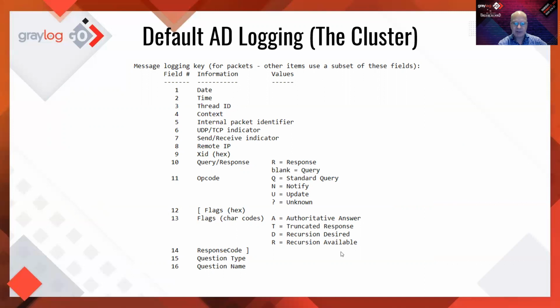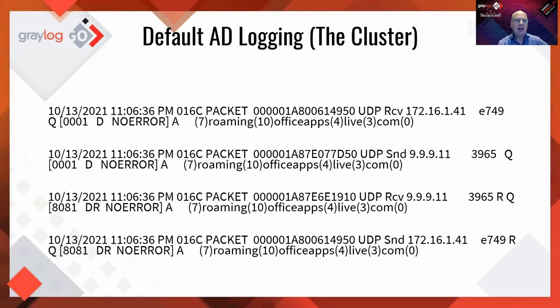You'll see this information. Now, here's what you really get. Here's each individual log line that you'll see. And these are 4 log lines that constitute one DNS request from 172.16.1.41. It's asking for roaming.officeapps.live.com. That packet was then sent out to 9.9.9.11, which is the forwarding server that happens to be configured on this Active Directory controller. It receives the data back.